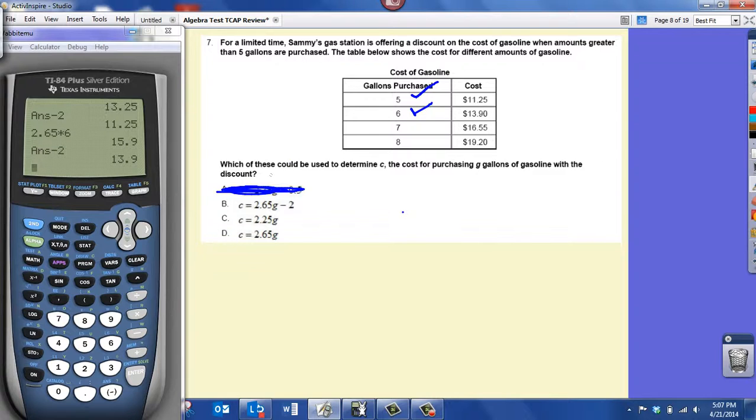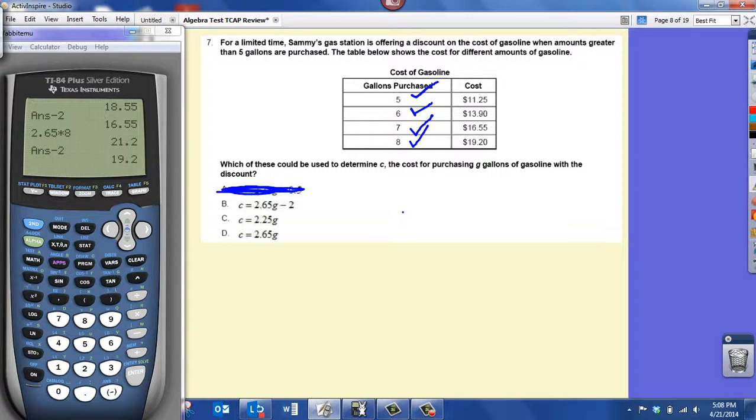And I do it with 7 gallons. Same thing. And it equals out. Well, so far so good. So I just have one more, and let's test it. I have 2.65 times 8 equals, and then I subtract 2, and I get 19.20. So this one worked for every single one of them.